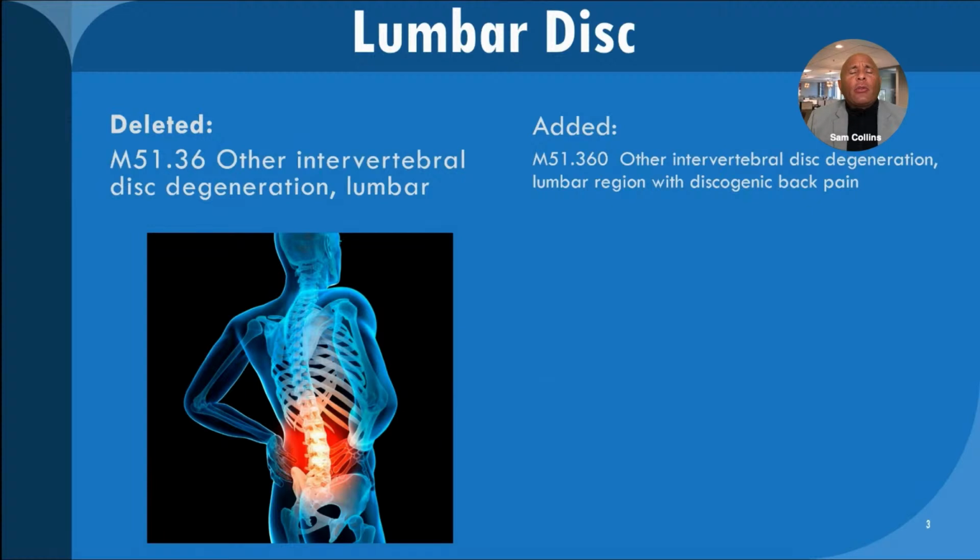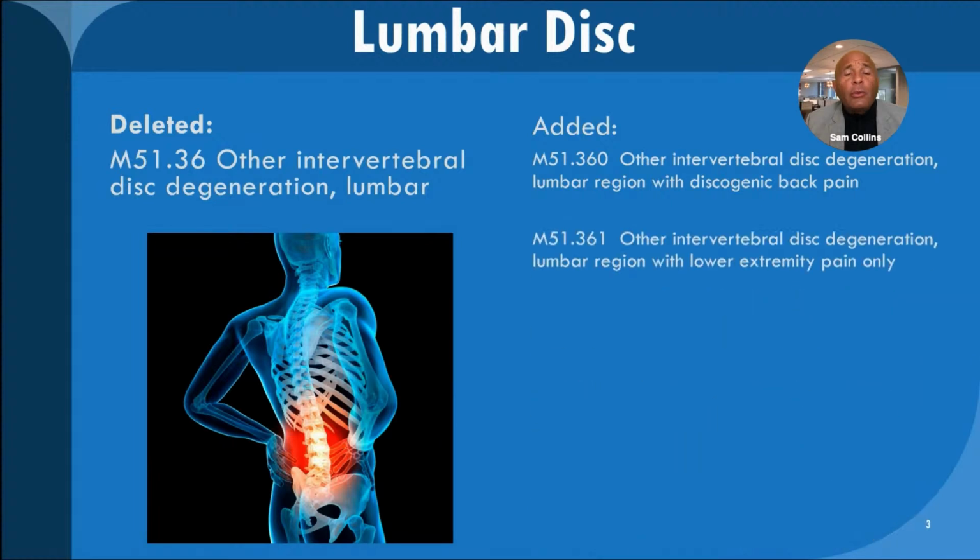The changes now, they're going to be a little bit more granular or more specific, where it allows you to kind of describe what's going on with the person. You'll notice this first code, M51.360, is disc degeneration to the lumbar region with back pain or discogenic back pain, meaning back pain. So that's pretty straightforward that it is back pain, of course. However, could there be more? Well, there is more. M51.361, other intervertebral disc degeneration in the lumbar region with lower extremity pain only.